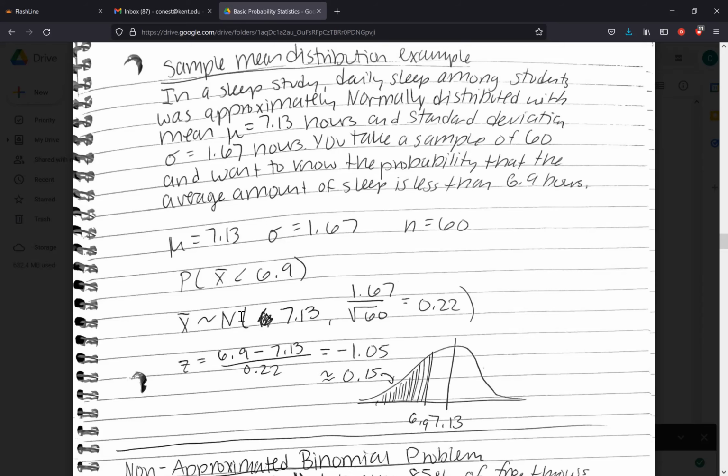So we were given a mu, a population mean of 7.13, a sigma, a population standard deviation of 1.67, and a sample size of 60. So we're going to be using the distribution of the sample mean because we're taking a simple random sample and we're looking for a probability. So in this case, we're looking for the probability that the sample mean, the average amount of sleep, is less than 6.9 hours.